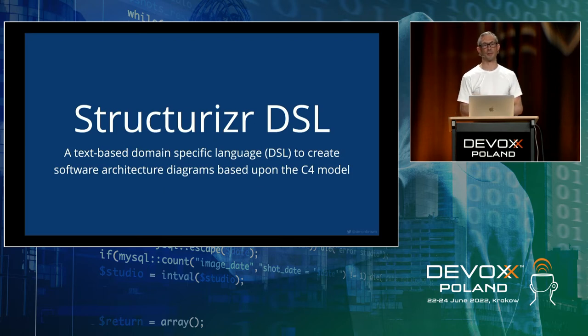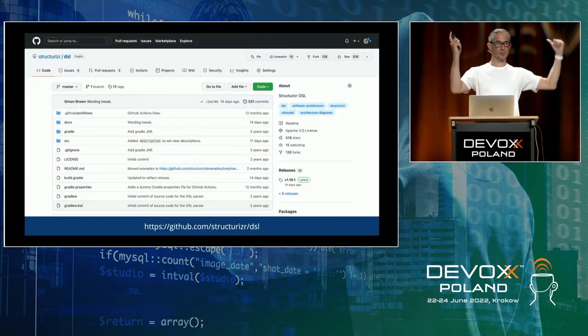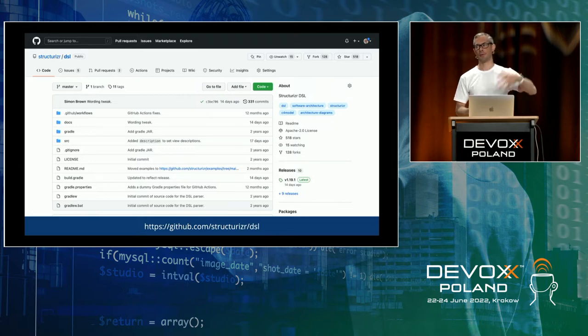And the heart of this is something called the Structurizr DSL. And this is a text-based domain-specific language that you can use to craft up a model according to the C4 model of your software systems, your architecture, and then create a bunch of diagrams based upon all of that stuff. It's on GitHub, so you can go and extend this. It's basically a wrapper around a bunch of existing Java libraries that I wrote a number of years ago.